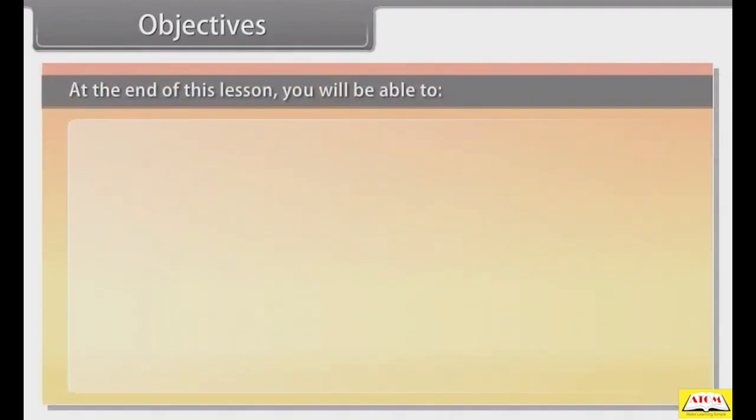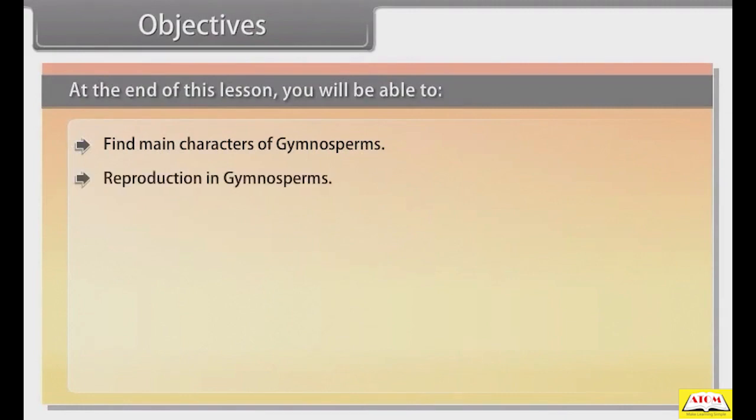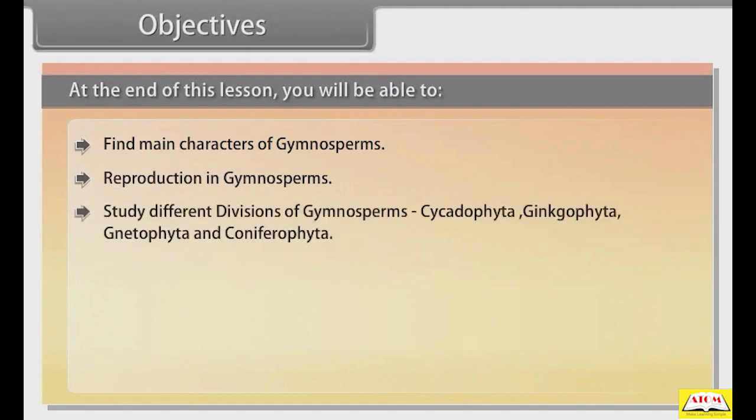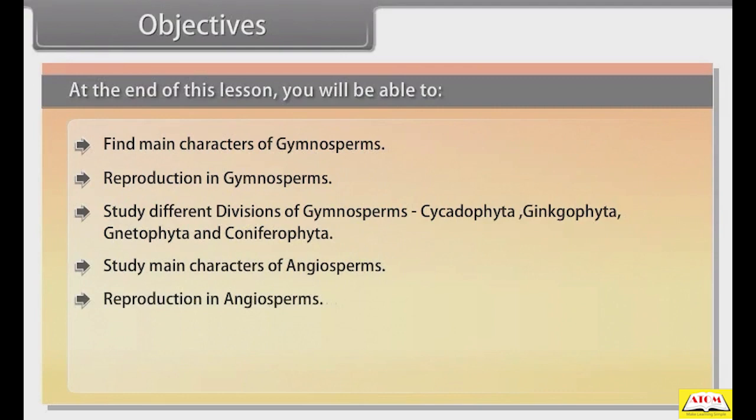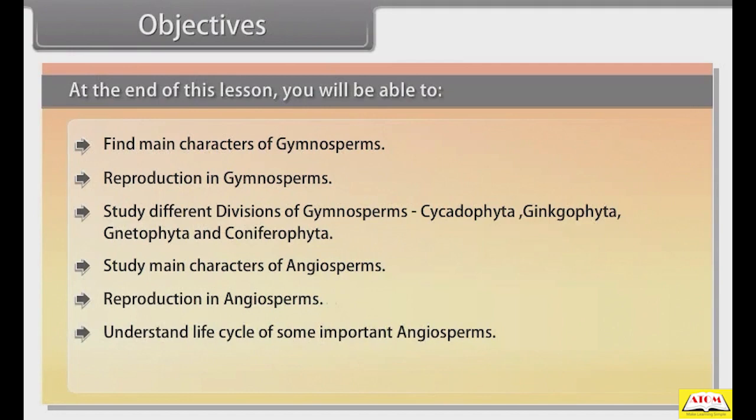Objectives. At the end of this lesson, you'll be able to find the main characters of gymnosperms, reproduction in gymnosperms, and study the different divisions of gymnosperms: Cycadophyta, Ginkgophyta, Gnetophyta, and Coniferophyta. Study the main characters of angiosperms, reproduction in angiosperms, understand the life cycle of some important angiosperms, and study plant life cycles and alternation of generations.